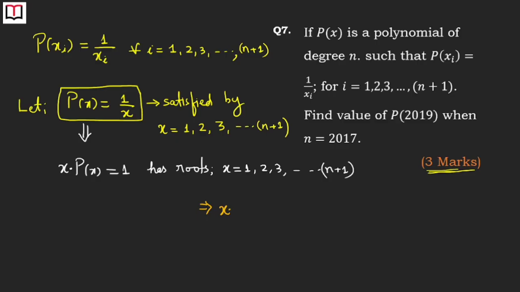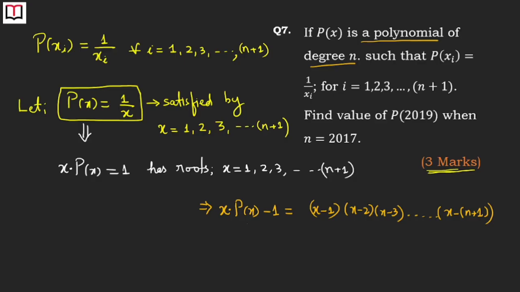I can write x times p of x minus 1 is equal to, so the factors should be x minus 1 into x minus 2 into x minus 3. Since they are all roots, they form factors. So we can easily write the polynomial equation in the form of its factors. But we need to keep in mind that p of x is a polynomial of degree n, so of course x into p of x will give us a polynomial of degree n plus 1. So it's quite obvious that it has n plus 1 roots.